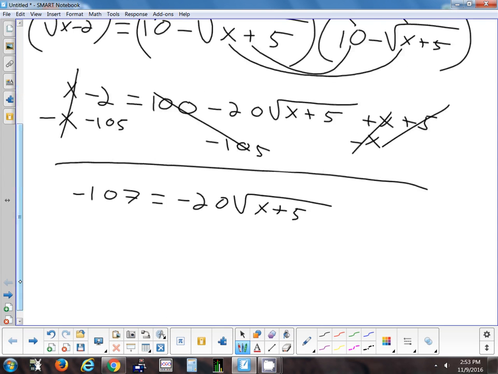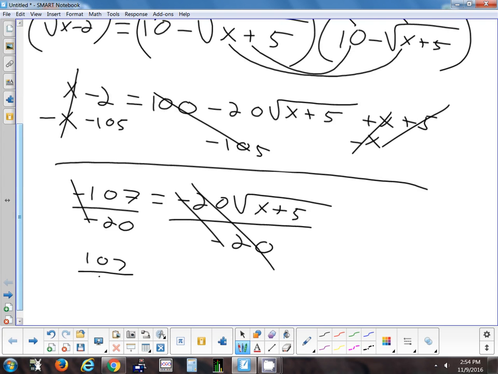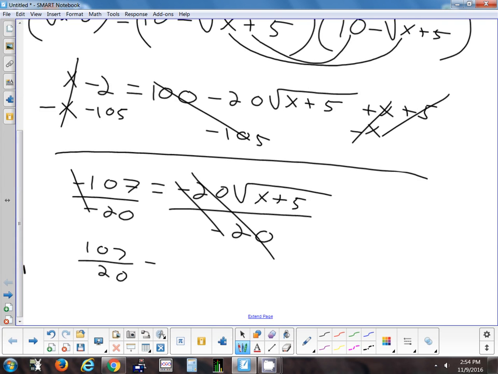All right, so I was kind of hoping that I'd get a number that divided evenly in two, but in this case it didn't, which means I'm not going to get a nice answer. So divide by negative 20. And you know what, we'll round this off at the end. So I've got 107 divided by 20 equals square root x plus 5.